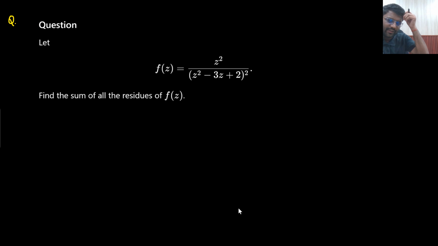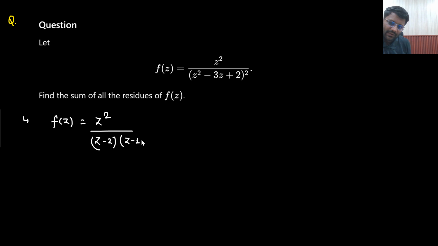Yeah. So did you solve it? The question is f of z equals to, this function is given, you need to find out the sum of residues. So f of z is nothing but z square upon, so the downward function could be written as z minus 2 into z minus 2 into z minus 1. Say yes or no?